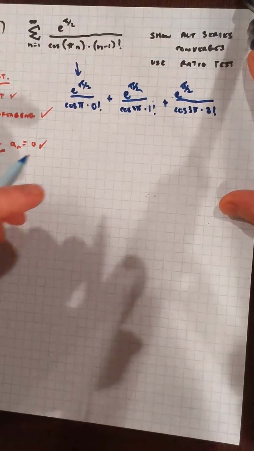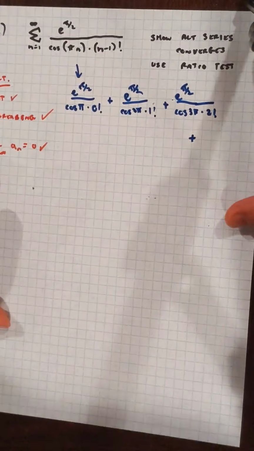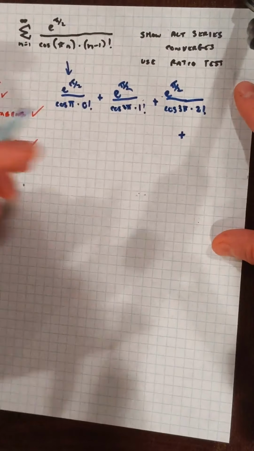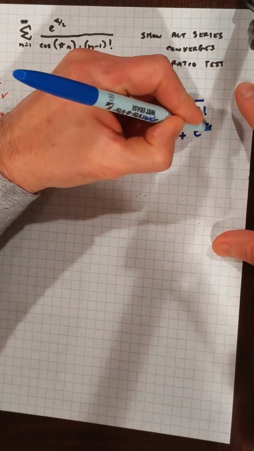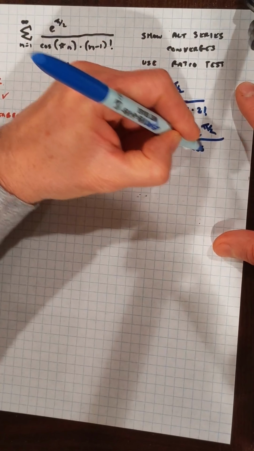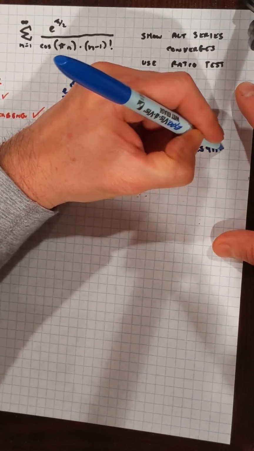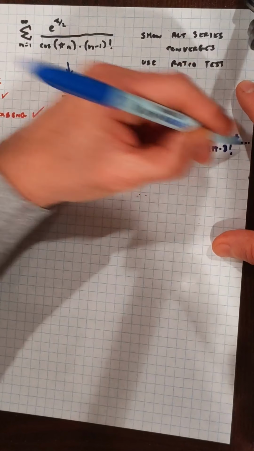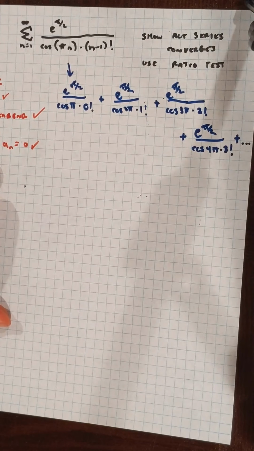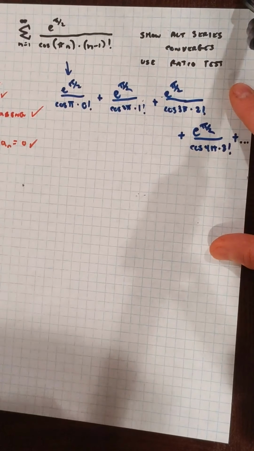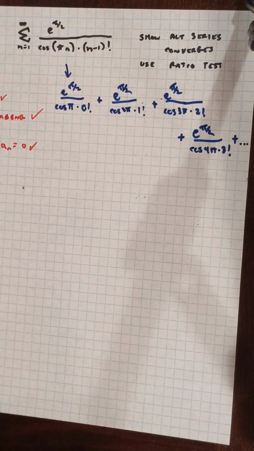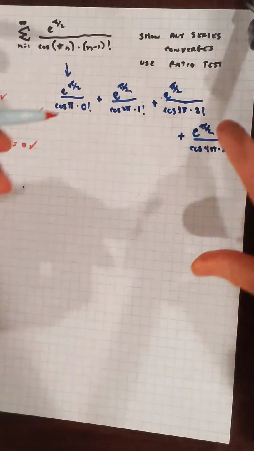And maybe one more for good luck. Plus e to the pi over 2 cosine 4 pi times 3 factorial plus dot dot dot. I'm not going to write them all out. I think that's sufficient for me to see the pattern. I don't know how this is alternating. It's got to be this cosine part.